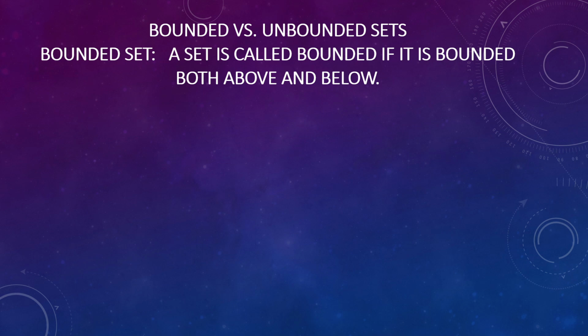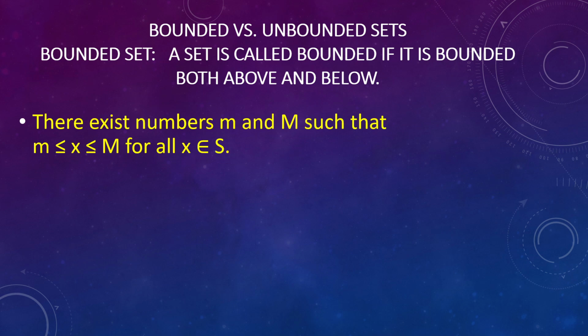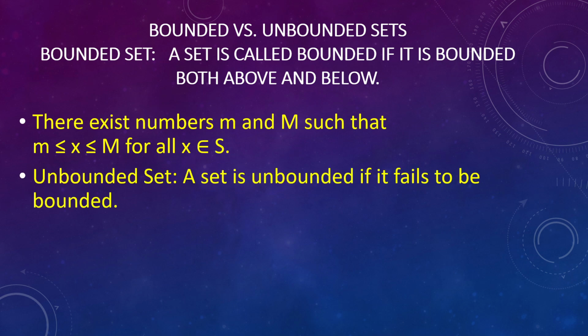Let us now compare bounded and unbounded sets. A set is called bounded if it is bounded both above and below. That means there exist two real numbers, small m and capital M, such that every element of the set lies between them. In other words, m is a lower bound and capital M is an upper bound. A set is called unbounded if this condition fails. There are different ways in which a set can be unbounded.